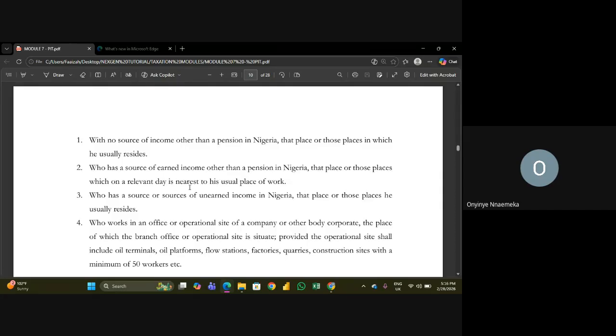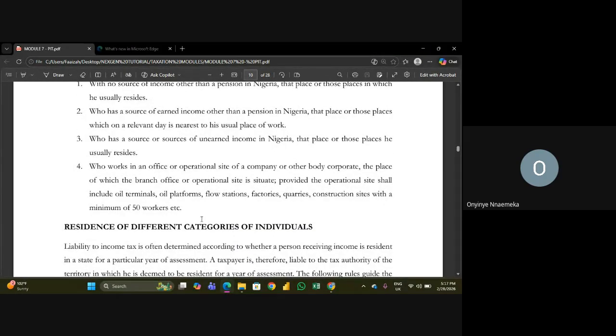So if you have unearned income, then your principal place of residence is the place that you usually reside. Now, if you work in an office or operational site of a company, the place at which the branch office or the operational site is situated. Let's say for a construction company, you have to go to a site for a particular period of time. Your principal place of residence is going to be the particular area where your branch office is. You usually do not go far from your office space. So that's it about principal place of residence.